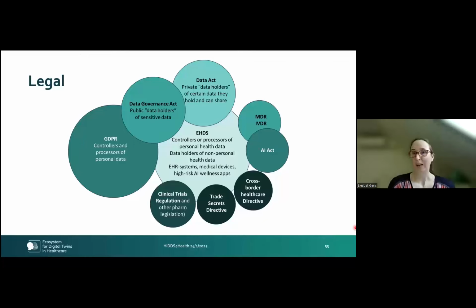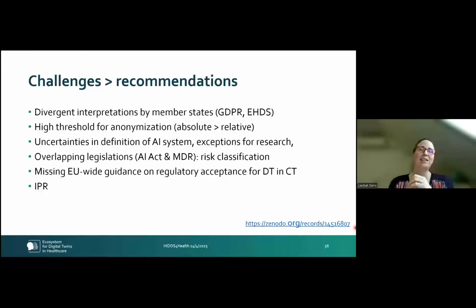But some of them also overlap. I already mentioned the MDR and the AI Act. When you have an AI algorithm that is used as a medical device, which one takes precedence? Because they don't always fully align. So there are some recommendations that we've made in the consortium to identify these potential issues that might stand in the way of a good translation of digital twins in health and care, and ways to address them.